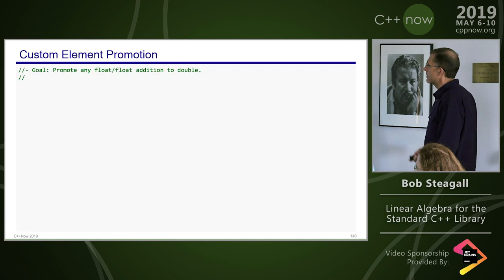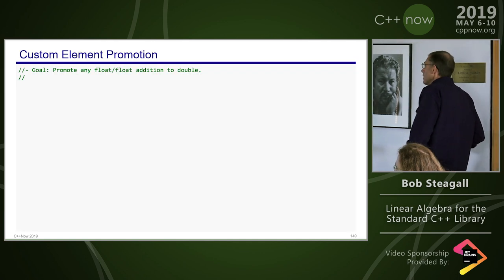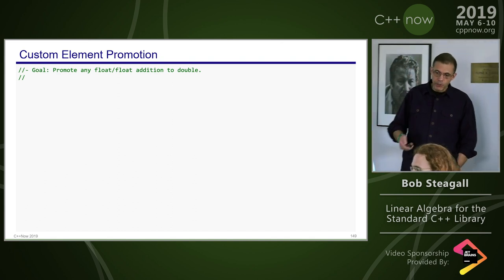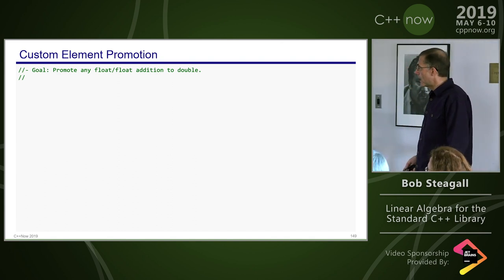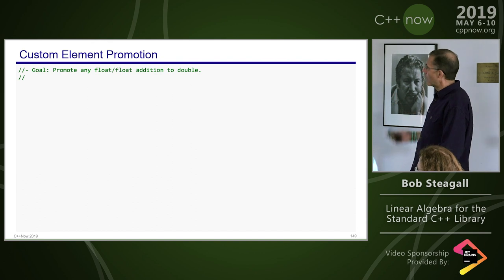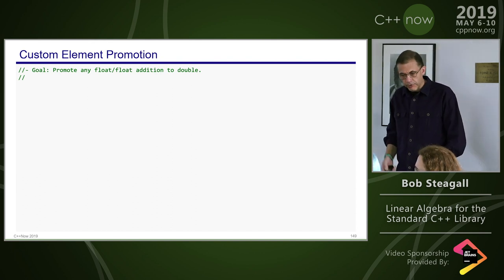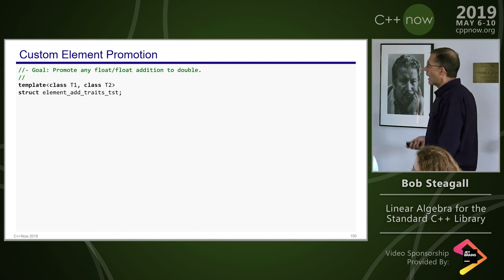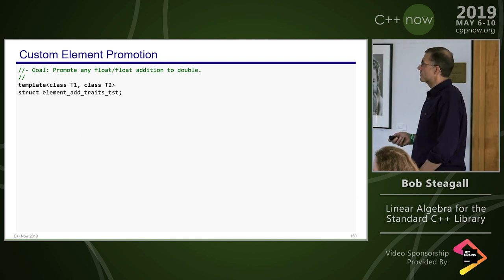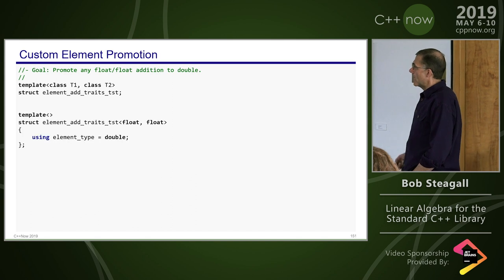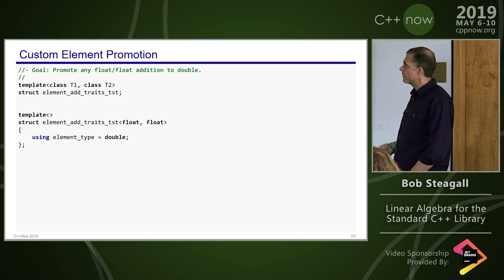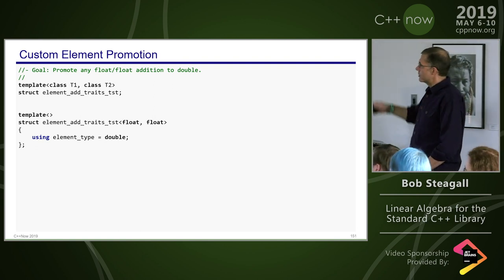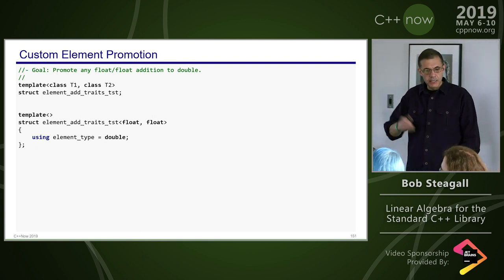What about custom element promotion? Suppose for some reason I want to promote the result of any float-float addition to double. Anytime two floats are added, I don't want the result to be float, I want it to be double. All right, how do I do that? I'm going to create a new element addition traits, right? And in that, given two types of float, I'm going to say my resulting element type is double. This is a new traits type that exists in my namespace.